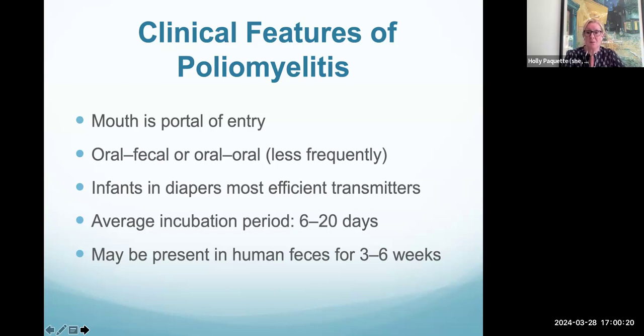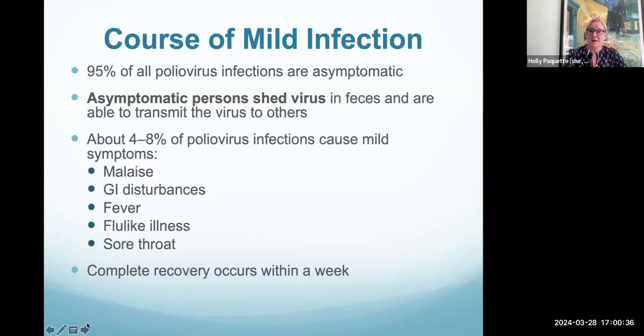And what we know is that it's present in the human feces for a very long period of time, which means it can be spreading during that time. So you could be infected with it and actually have the virus in your feces for 3 to 6 weeks. The interesting thing about this is that for most people, it's a mild infection. As a matter of fact, 95% of all the poliovirus infections are asymptomatic. So 95% of the people who are infected with it have no symptoms. The problem is that those asymptomatic persons can shed the virus in their feces and are able to transmit it to others.